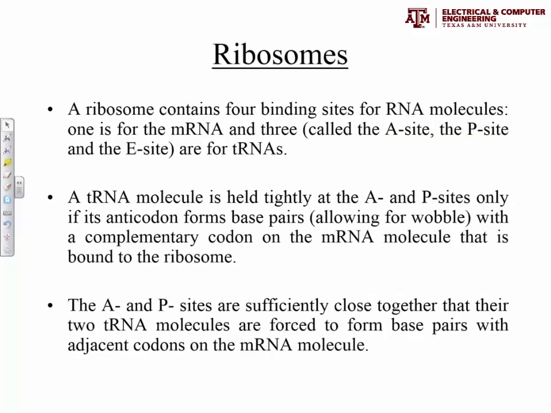Now, a ribosome contains four binding sites for RNA molecules. One is for the messenger RNA, in the small ribosomal unit. And there are three other sites called the A site, the P site, and the E site. Maybe the A is the active site and the E might be the exit site. That might be the reason for these letters. These are for transfer RNAs. A tRNA molecule is held tightly at the A and P sites only if its anticodon forms base pairs, allowing for wobble, where there can be a mismatch in the third location, with a complementary codon on the messenger RNA molecule that is bound to the ribosome.